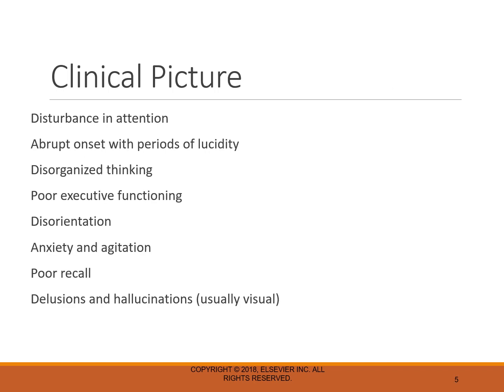So looking into the clinical picture of delirium, it is an acute cognitive disturbance and is often reversible. There is a disturbance in attention. It has an abrupt onset with periods of lucidity. There is disorganized thinking, poor executive functioning, disorientation, anxiety, agitation, poor recall, and sometimes there can be delusions and hallucinations. Usually visual hallucinations follow delirium.